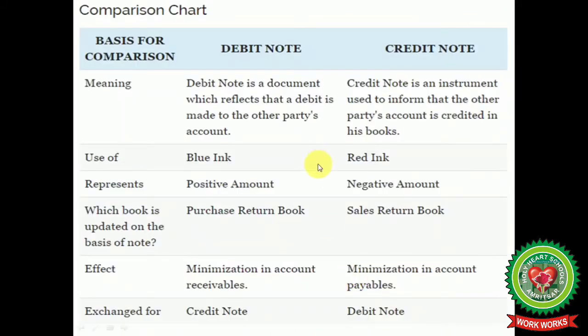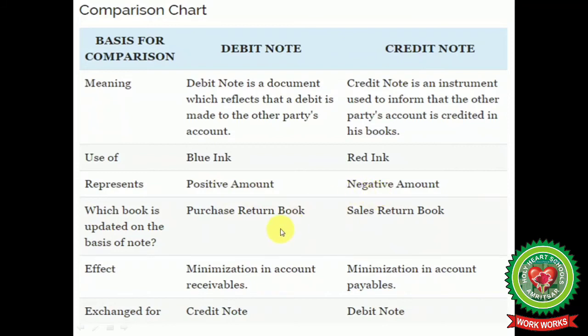Now we will discuss the difference between a debit note and a credit note. So simply, a debit note is a document which reflects that the debit is made to the other party's account, means the amount is deducted. A credit note is an instrument used to inform that the other party's account is credited in his books, means the amount is increased. So a debit note is written with blue ink and a credit note is written with red ink. So a debit is a positive amount and a credit is a negative amount.